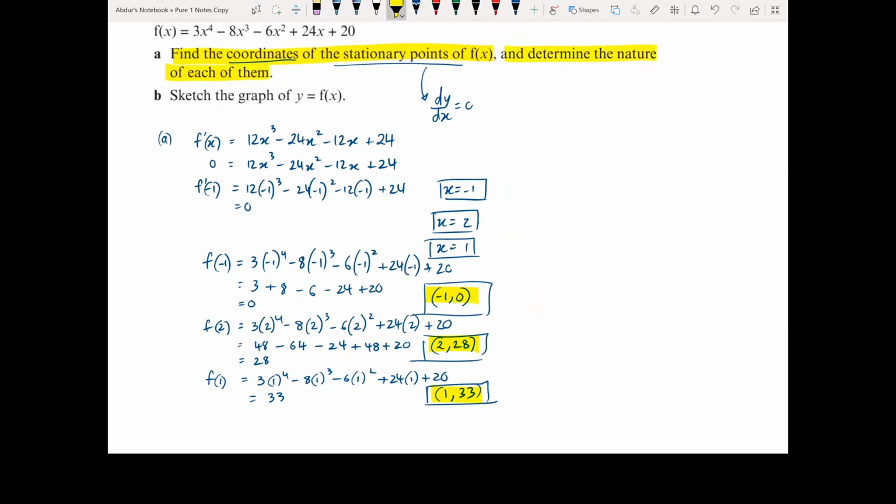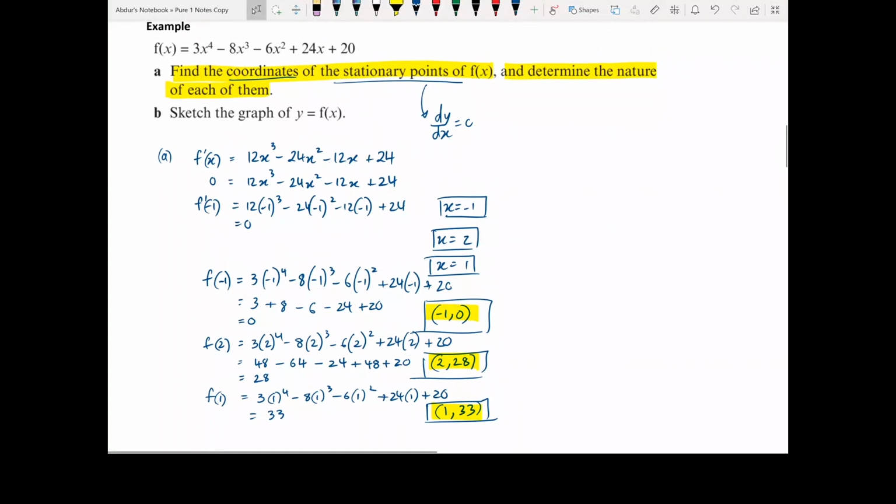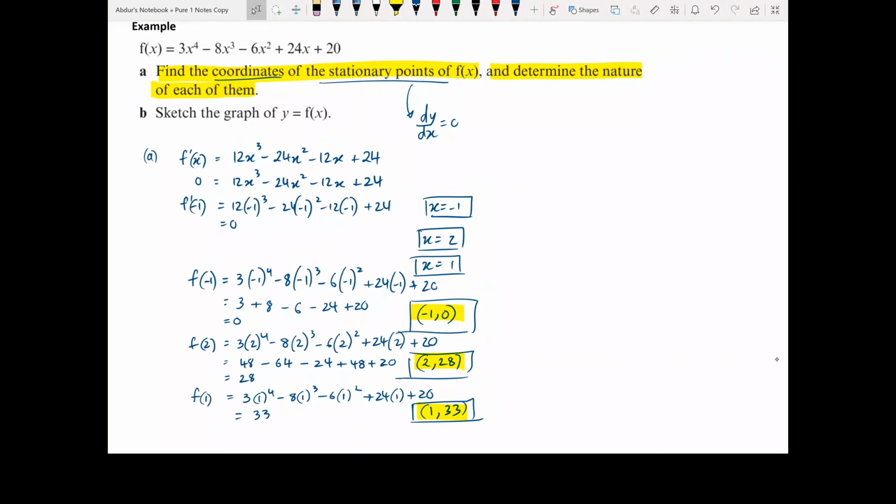Now, to determine the nature of each stationary point, we need to find out what the second derivative is. That will be a good way to start. So let's find the second derivative, f double dashed x. If we differentiate the first derivative, we get 12 times 3, which is 36x squared, minus 48x minus 12. That is our second derivative.